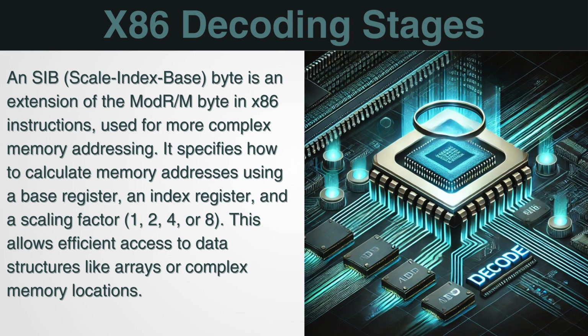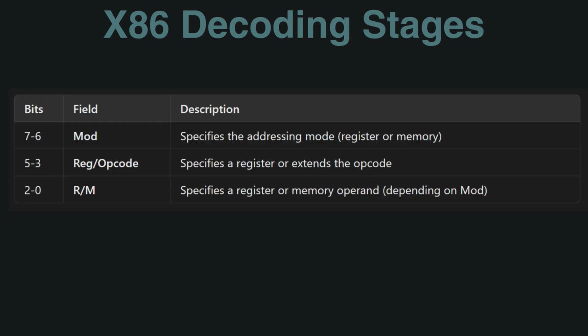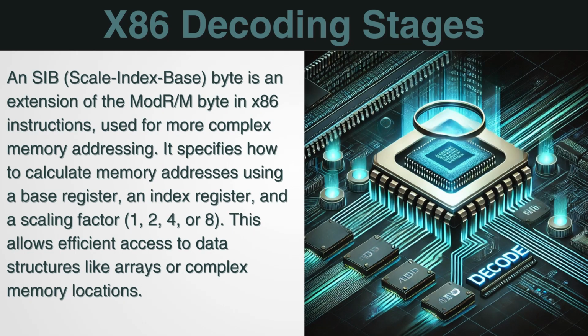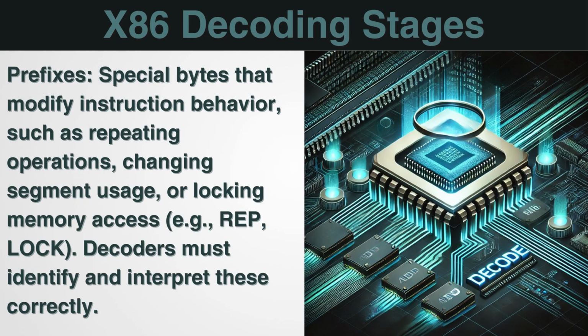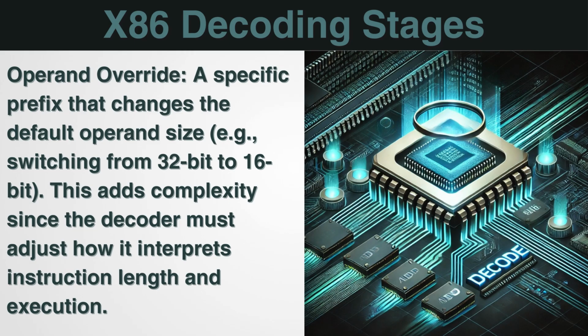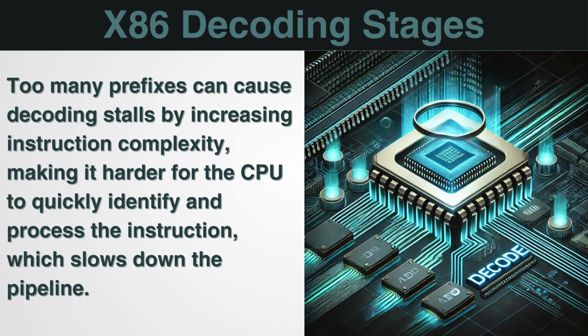The ModRM byte is 8 bits, 1 byte, and divided into 3 fields. You've got bits 7 and 6, which is mod, the addressing mode. Bits 5 through 3 is reg, the register operand. And 2 through 0 is RM, the register/memory operand. SIB, that I mentioned, that's scale-index-base bytes. And key challenges include prefixes like operand size override or segment override, which can slow this stage. Too many instruction prefixes can cause decoding stalls.